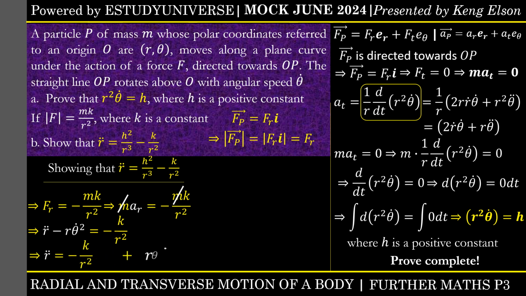Then what next? Since we are looking for r double dot, we need to add r theta dot squared on both sides, and we get r double dot equal to negative k on r squared plus r theta dot squared.